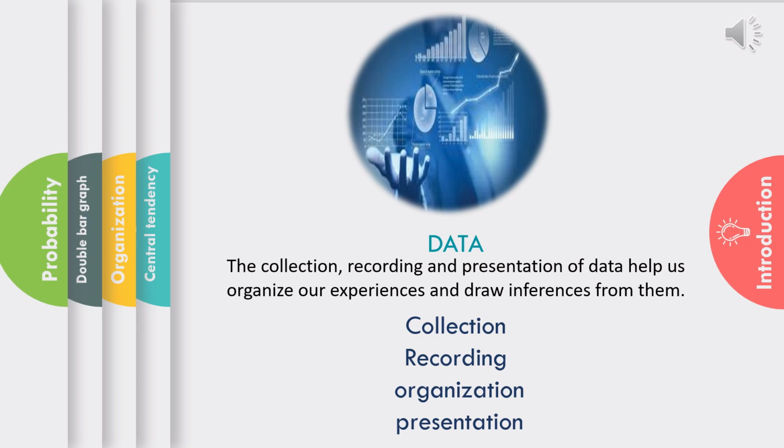Data is the plural of the word datum, which means a single piece of information. Collection of facts and numbers gathered to get some information is called data. Data collected directly from the individuals is called primary data, whereas the data collected by one individual and used by other individuals is called secondary data.